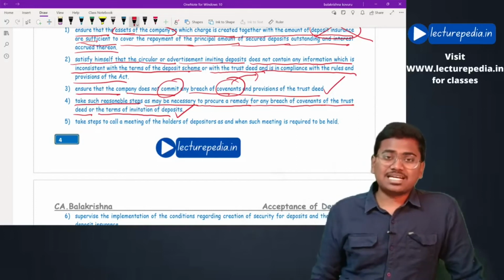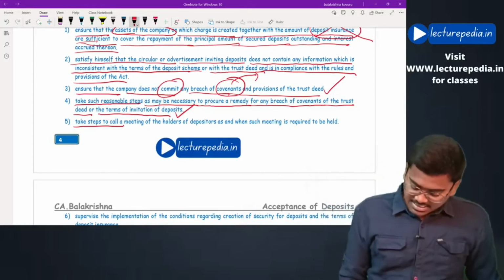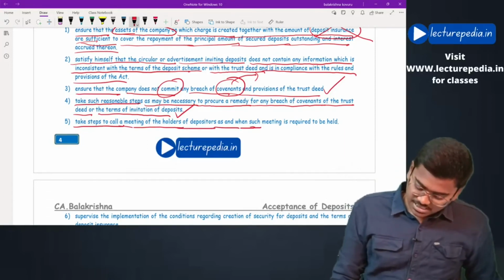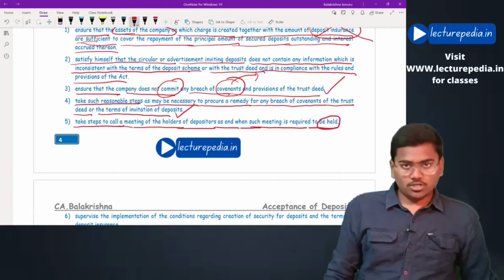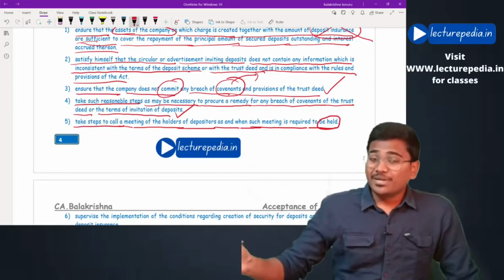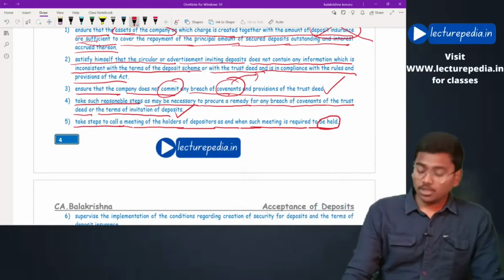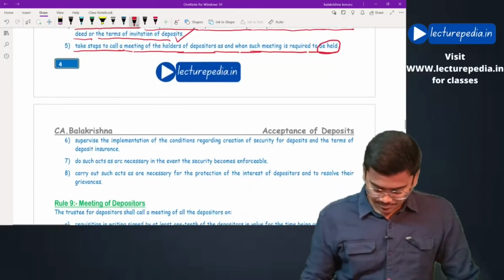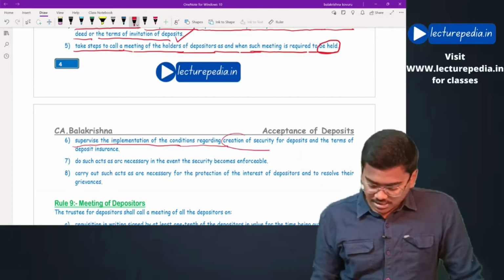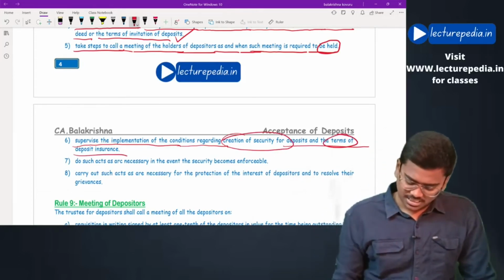Even that has to be taken care of by the trustee. Take steps to call a meeting of depositors as and when such a meeting is required to be held. The trustee must also take care that the meeting of deposit holders is held whenever it is necessary. Next, supervise the implementation of the conditions regarding creation of security for the deposits and the terms of deposit insurance. Again the same point.